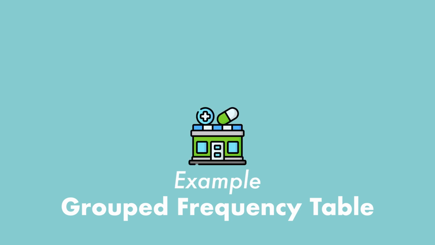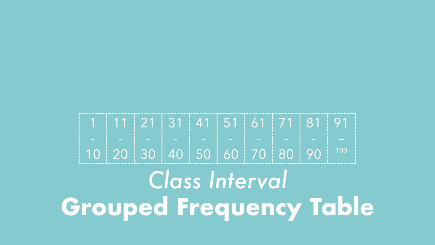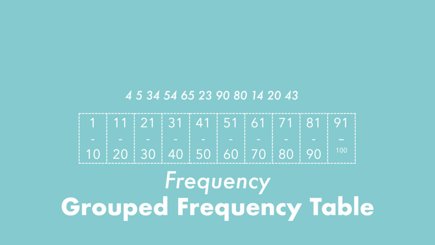Consider that we surveyed the age of customers in a pharmacy for an hour. We obtained the following data. How can we establish class intervals for this example? We can simply create 10 classes, 1 to 10, 11 to 20, and so on, until 91 to 100. What is the frequency in this context? The frequency of a class interval is the number of observations that occur in a particular predefined interval. For example, we can see that we have a frequency of 2 for the class 0 to 10.